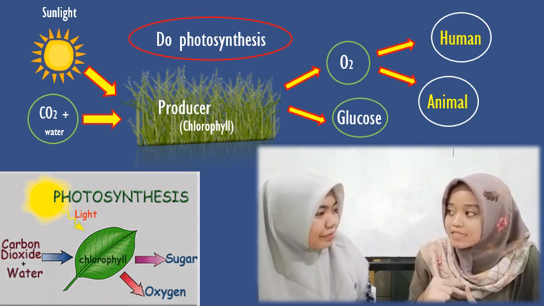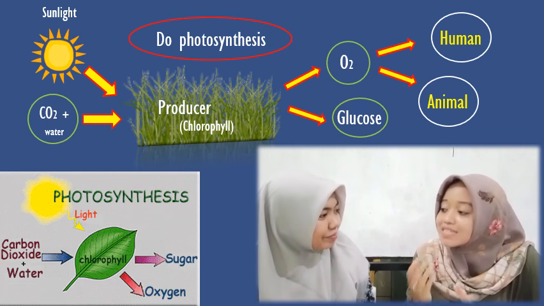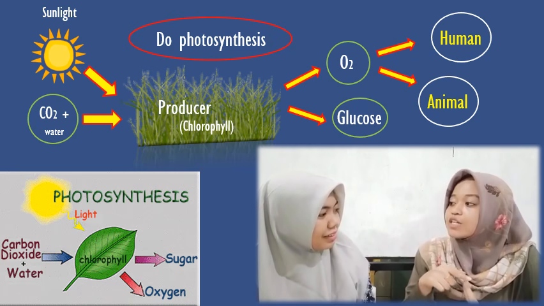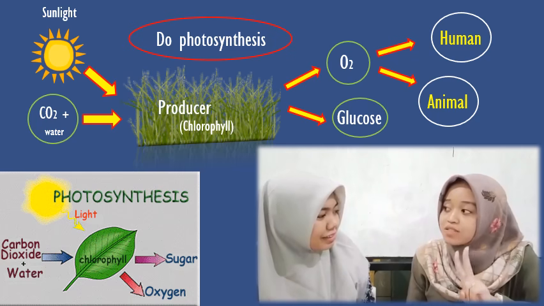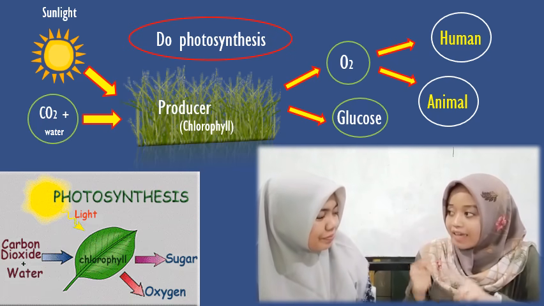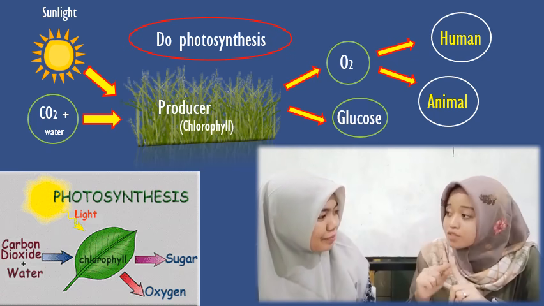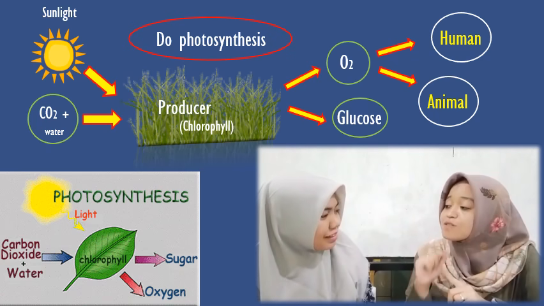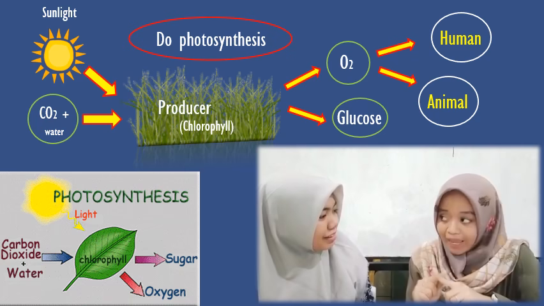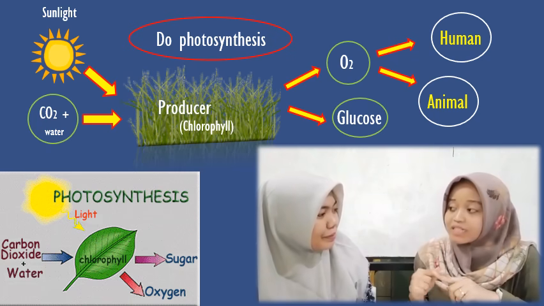So photosynthesis happens in chlorophyll. The results of the photosynthesis process are oxygen and glucose. There are two results of the photosynthesis process. The first is oxygen and then glucose. The glucose is used by the plant to become its energy, for the growth and development of the plant.